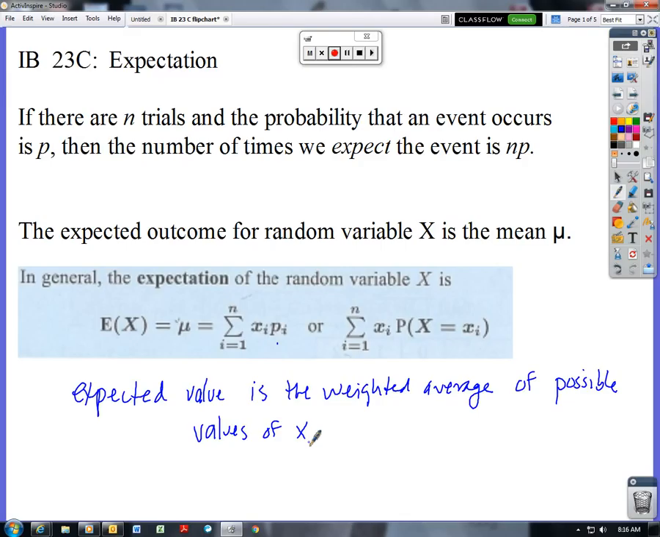Let's make sure that makes sense. Expected value is the weighted average of the possible values of x. And you get that by taking each x value and multiplying by its probability, and then adding them all up.